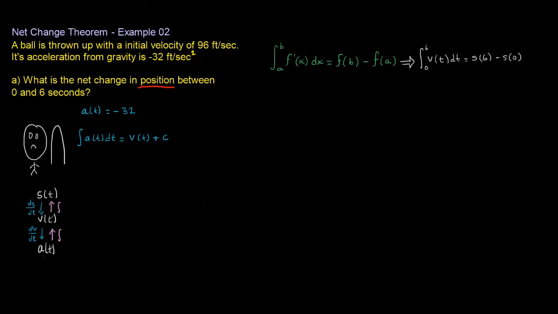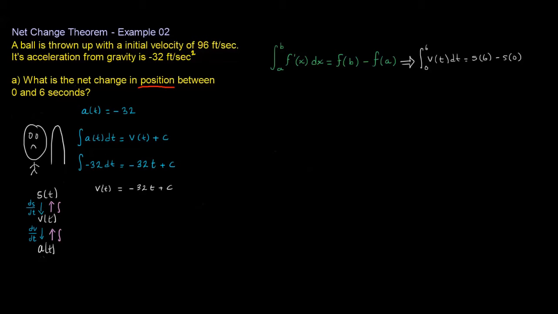Now we also have to look for c. So let's see, I'm going to solve it using this color. The antiderivative of negative 32 dt would be equal to negative 32t plus c. Now this expression is already what we're looking for, velocity, but it's not complete. So velocity with respect to time is equal to negative 32t plus c.